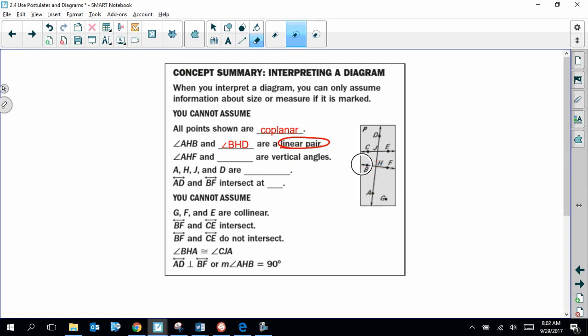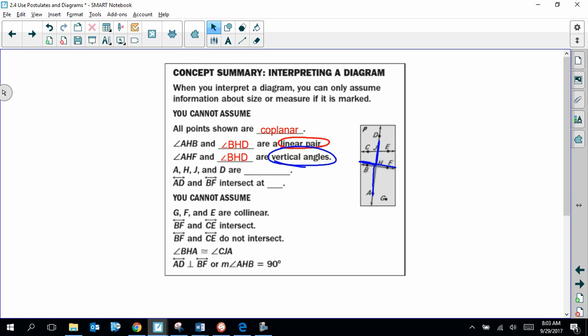Now, okay, let's take a look at the next one. We're looking for something that has a vertical angle with angle AHF. So here is angle AHF, and now we're looking to see what is a vertical angle to it. Well, in this case, the only vertical angle could be this angle here, BHJ. BHJ, BHD, same angle.